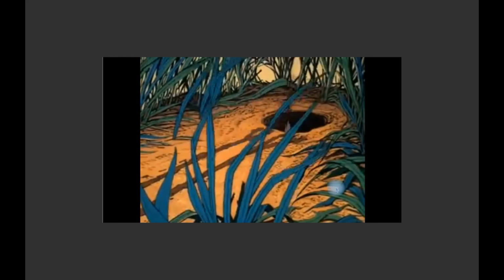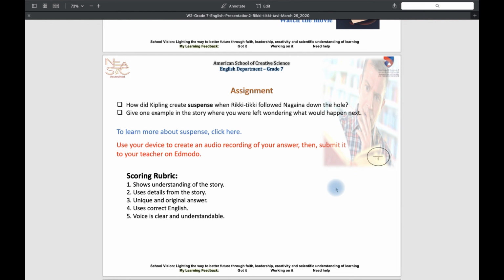As you can see, here Nagaina took the fight into her hole. Why is that suspenseful? I need you, in your language, to record your answer and tell me how the writer created suspense in this scene, in this fight. Your answer must show that you understand the story. Here is the scoring rubric. Your answer must be supported by details from the story. Your answer must be original and unique. Your English must be correct, and your voice must be clear and understandable.